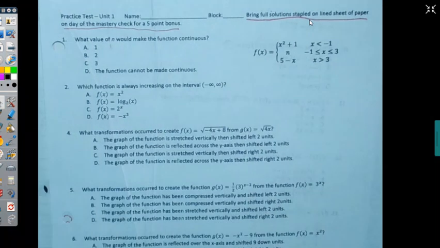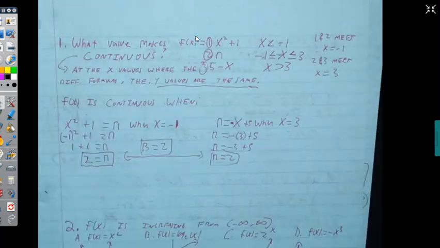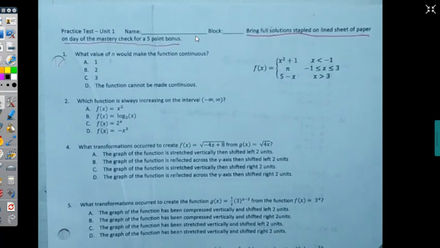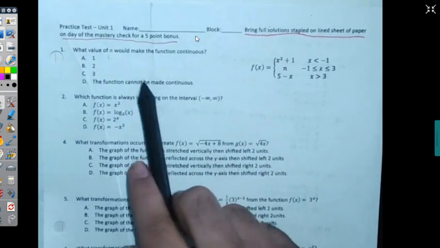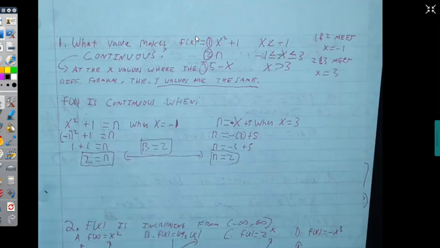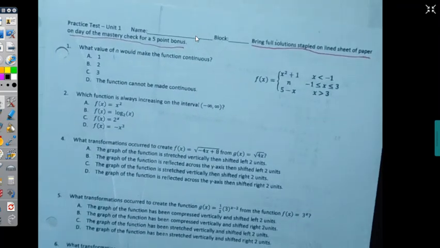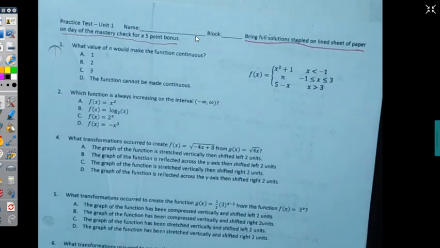We are going over the practice test, Unit 1. Make sure you do full solutions on a lined sheet of paper like I have right here. You're going to get 5 extra bonus points on your unit test as long as you staple that to your original practice test. We're going to start off with problem 1, and the problems are out of order because they pull different questions in order to have it better aligned with your test today.